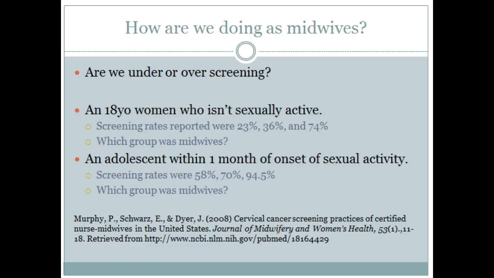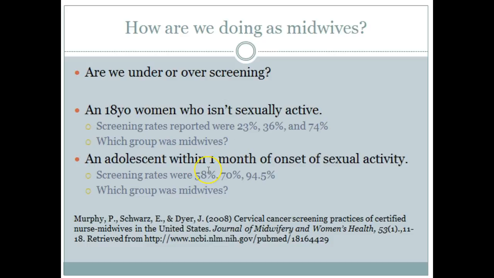The screening rates reported in this study: one of the groups was 23% who said yes, we would pap her. One of the other groups said 36%, and one of the other groups said 74%. So which one would you guess are the midwives? We were the 36%. Women's health NPs did it 23% of the time, we did it 36% of the time, and OBs did it 74% of the time. Really, this woman shouldn't be papped because she's not 21 yet, and especially because she's not sexually active, but just being under 21 would be enough.